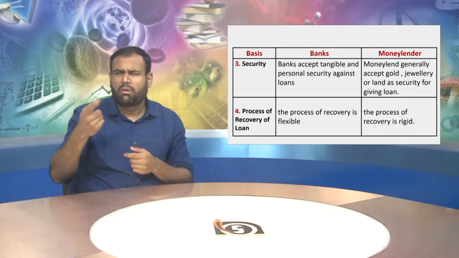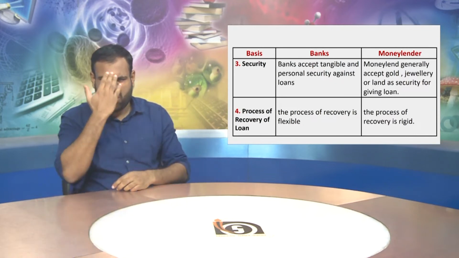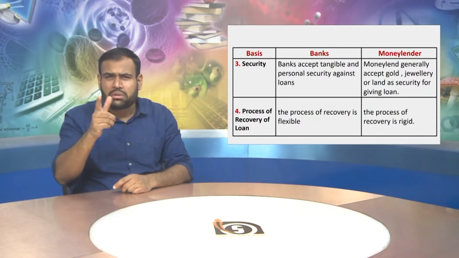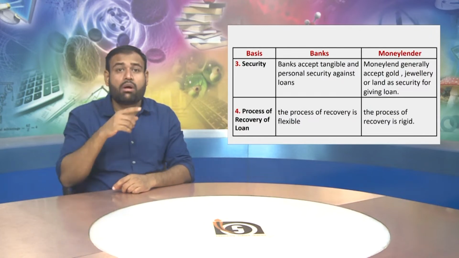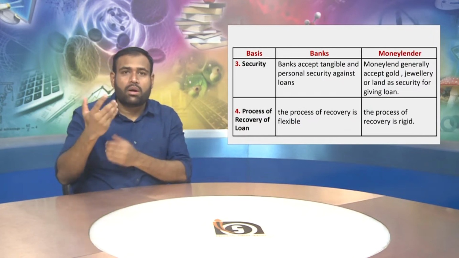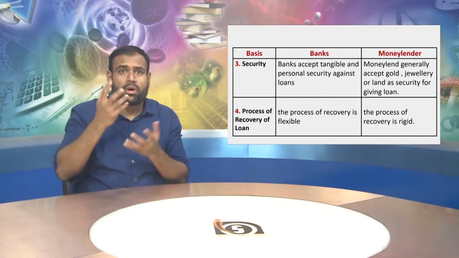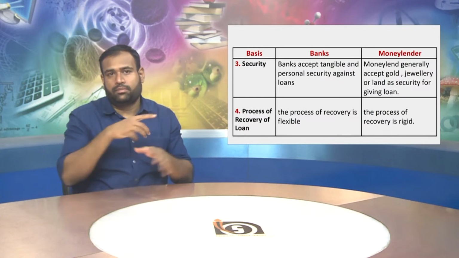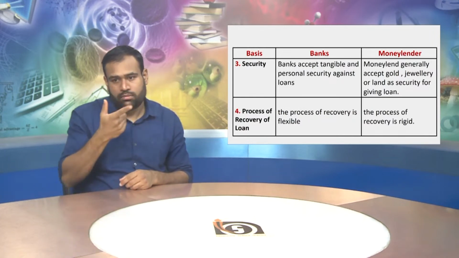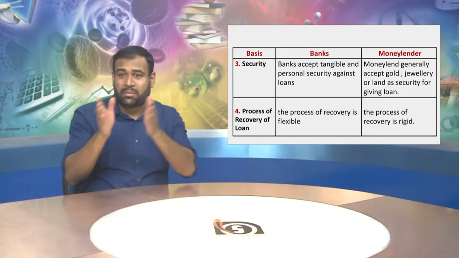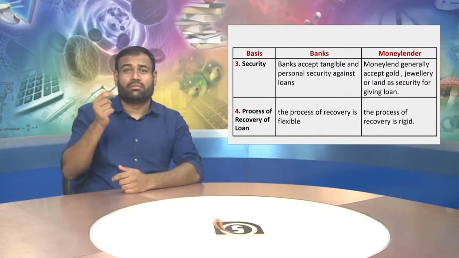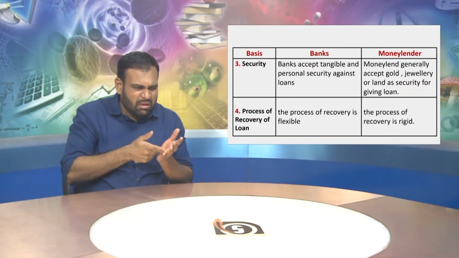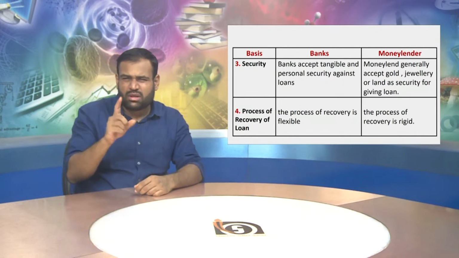Banks accept tangible and personal security against loans. So we can take any amount of loan by putting some of our property papers or any jewelry. So that can be kind of exchange. We are giving something, some tangible property papers, and taking the loan against it.